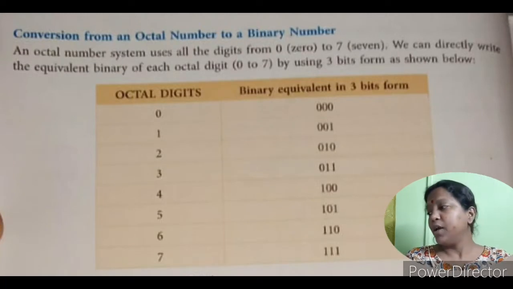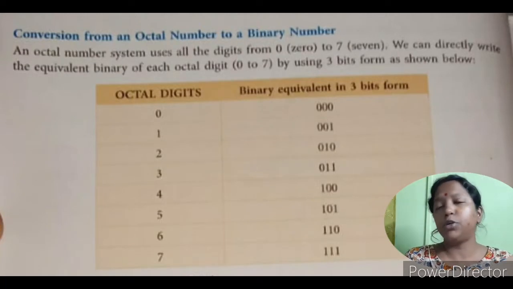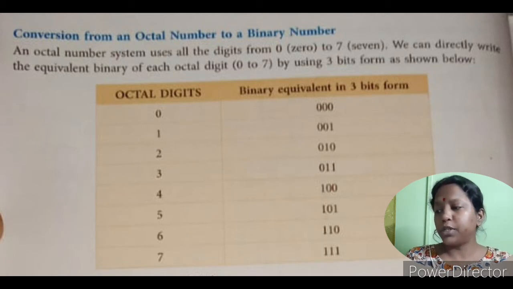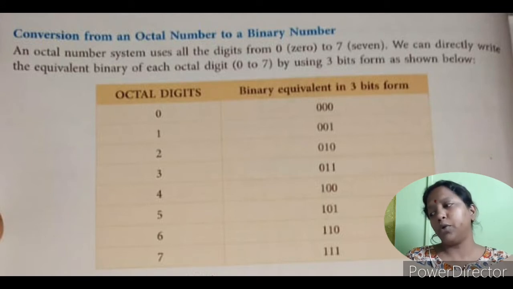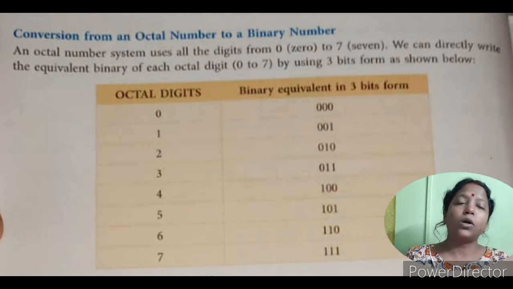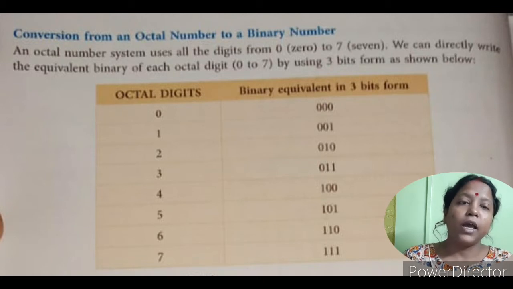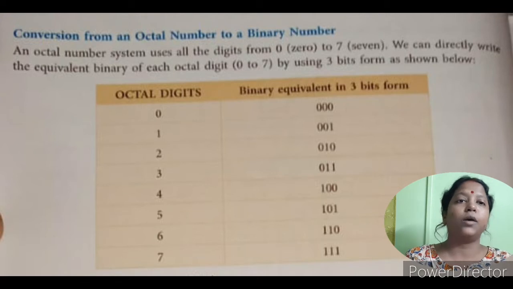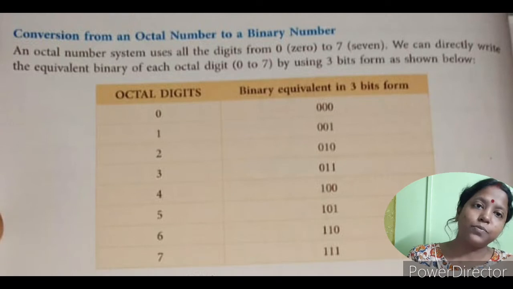Let's start. Conversion from an octal number to a binary number. An octal number system uses all the digits from 0 to 7. We can directly write the equivalent binary of each octal digit by using 3-bit form as shown below. This means that the octal number system has 8 primary digits, 0 to 7, and each octal digit can be represented by an equivalent binary 3-bit code.